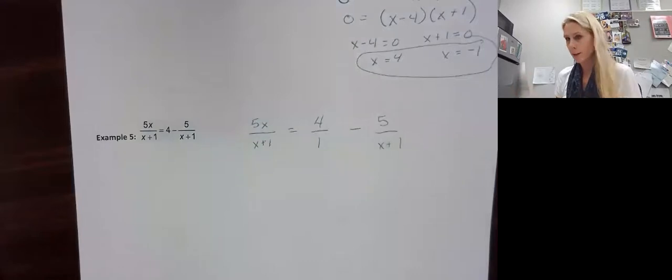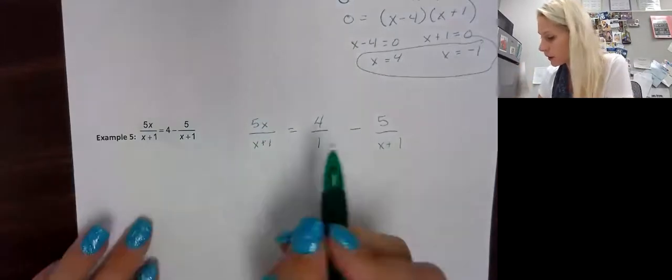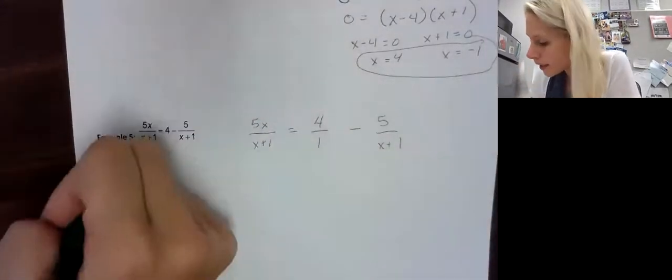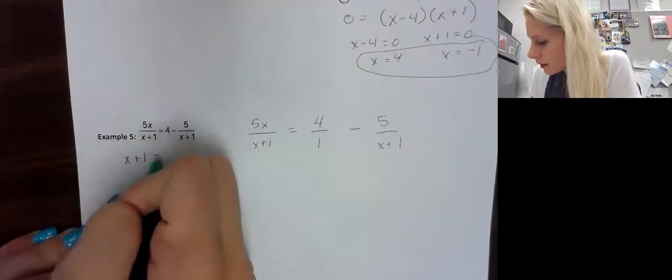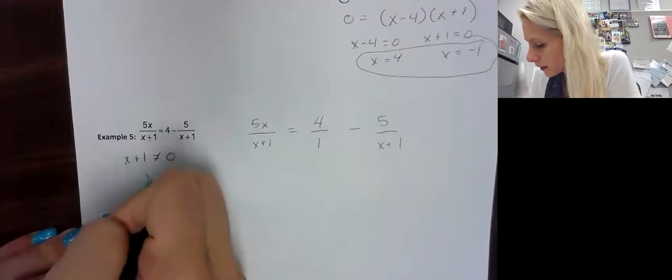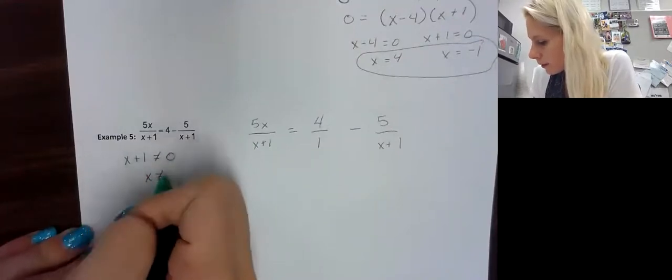Step 2, I'm not going to forget this, domain restriction. So let's look at the denominator. The only thing we have to worry about is this x plus 1 cannot equal 0. So x cannot equal -1.